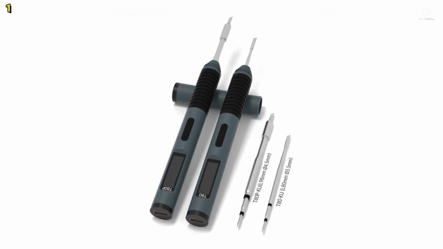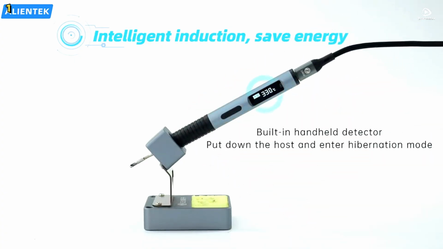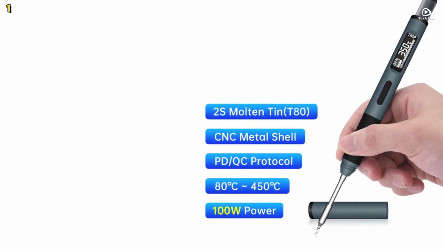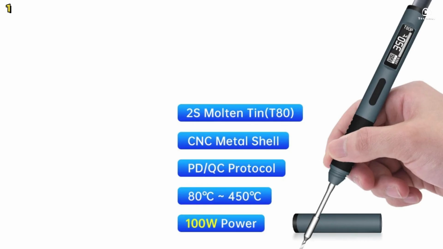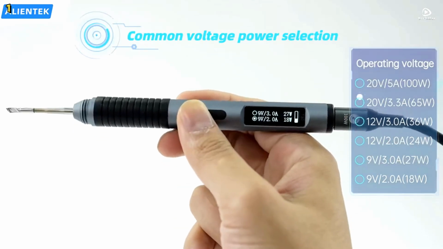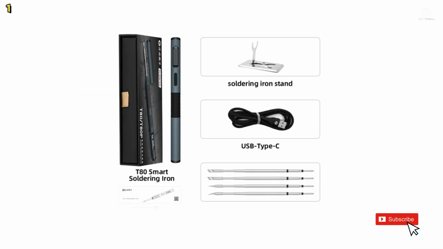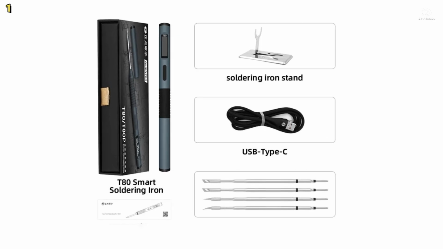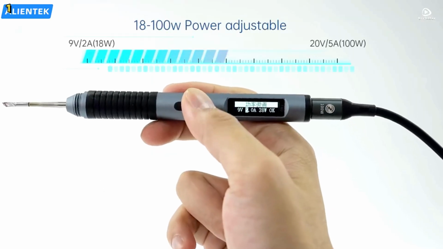Powered by a 32-bit processor and PID temperature control, the iron maintains stable temperature regulation with an accuracy of 2%. This soldering iron supports a wide voltage range from 9 volts to 20 volts and is compatible with both power delivery and quick charge fast charging protocols via a Type-C interface. You can power it with a wall adapter, power bank, or even a mobile charger.